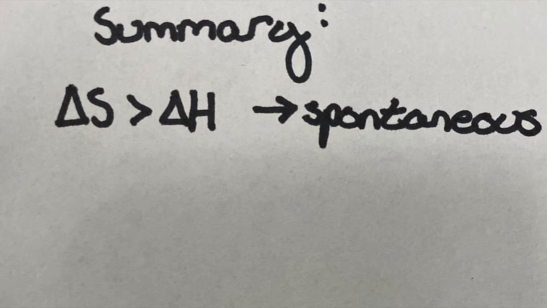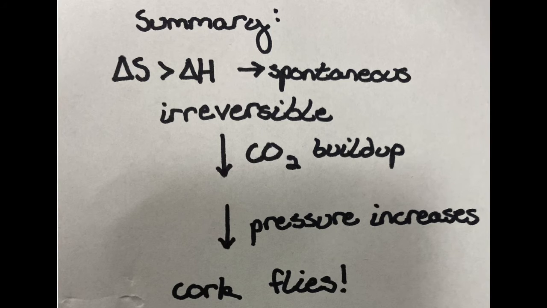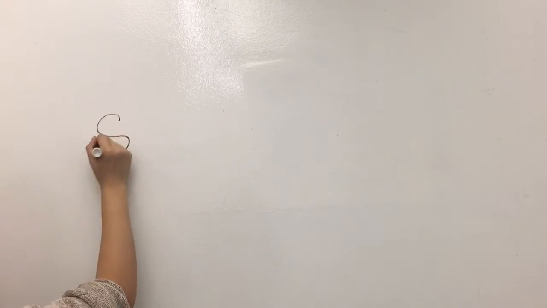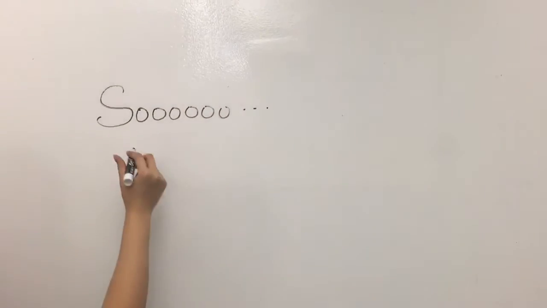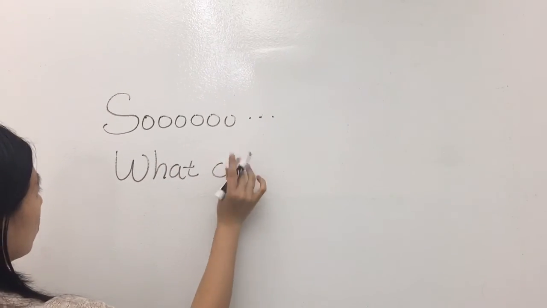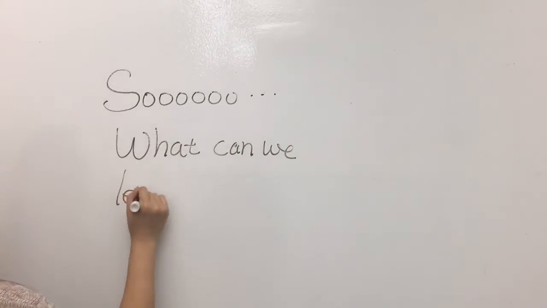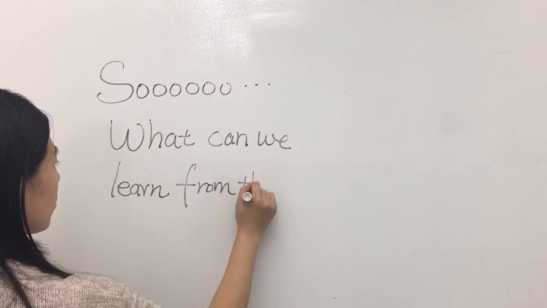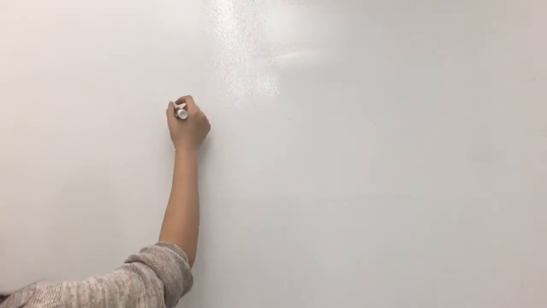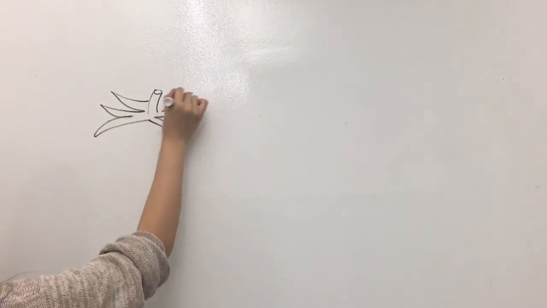In summary, even though the reaction between acetic acid and sodium bicarbonate is endothermic, the entropy increase it causes is enough to make it a spontaneous reaction. And because it is spontaneous and irreversible, more and more carbon dioxide gas builds up in the bottle, causing the cork to be released. So, what can we learn from the reaction of vinegar and baking soda? Certainly a lot about Gibbs free energy and spontaneity. But also, we learned it is a great reaction to make a tomato fly through the air. Please enjoy!